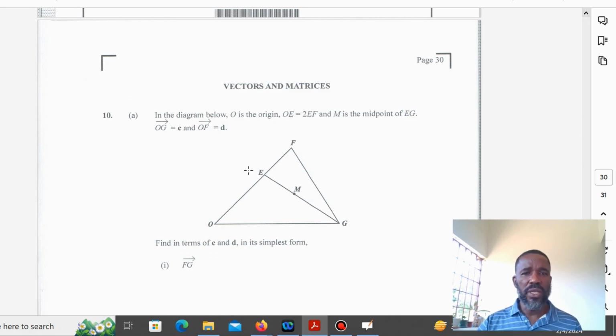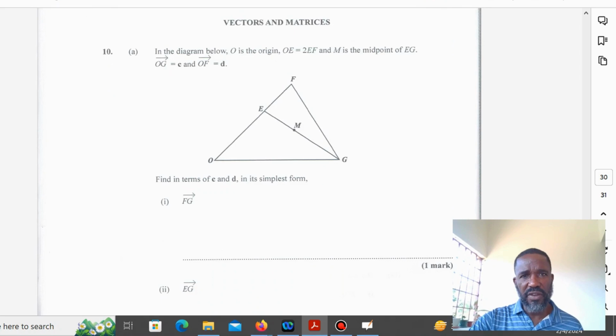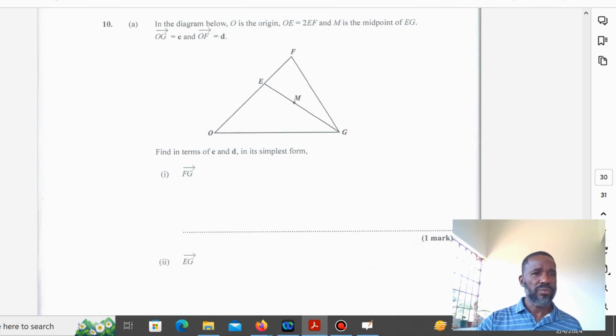Now, one thing we need to remember whenever we're dealing with vectors is that the direction of the vectors is important. So O to G, which is in that direction, so we're starting from O, then we're going to G, is equal to C, and then O to F, that means we're going in that direction, is equal to D.